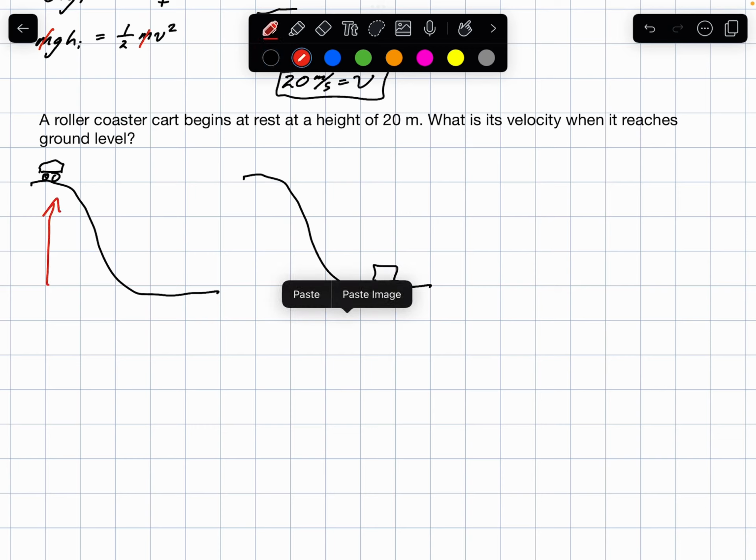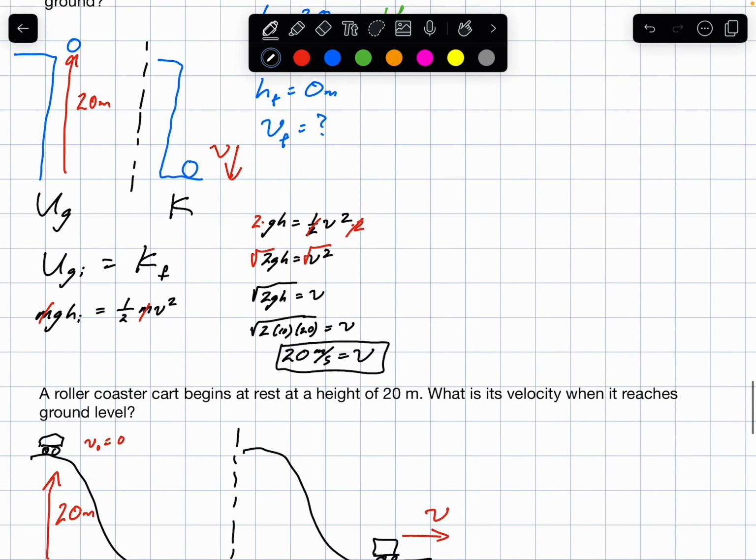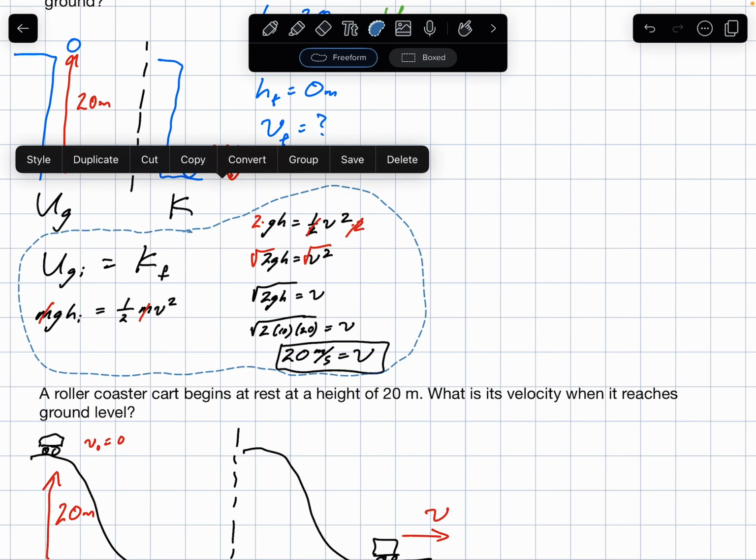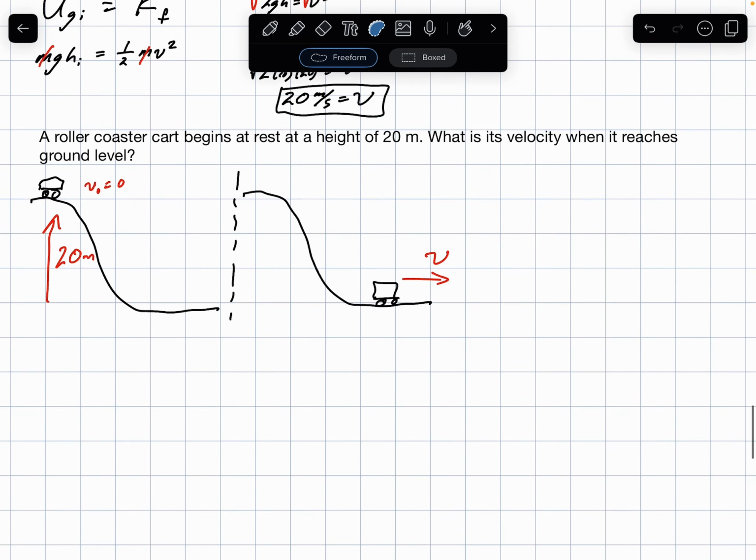Initially, it has a height of 20 meters. The initial velocity is 0. And then afterwards, it has some velocity this way. And of course, the question is, what is that final velocity? Well, it turns out to be exactly the same. I can take all of the math that I did here, and it's exactly the same for this.